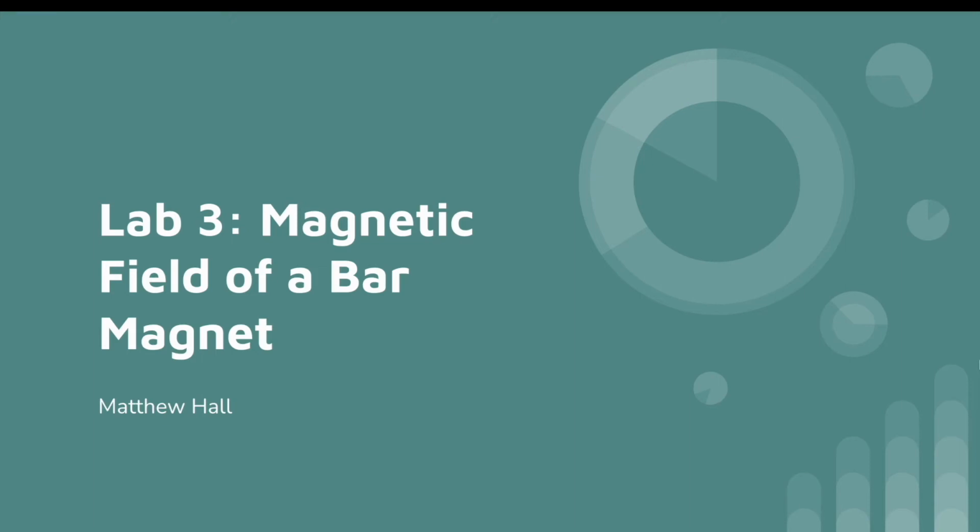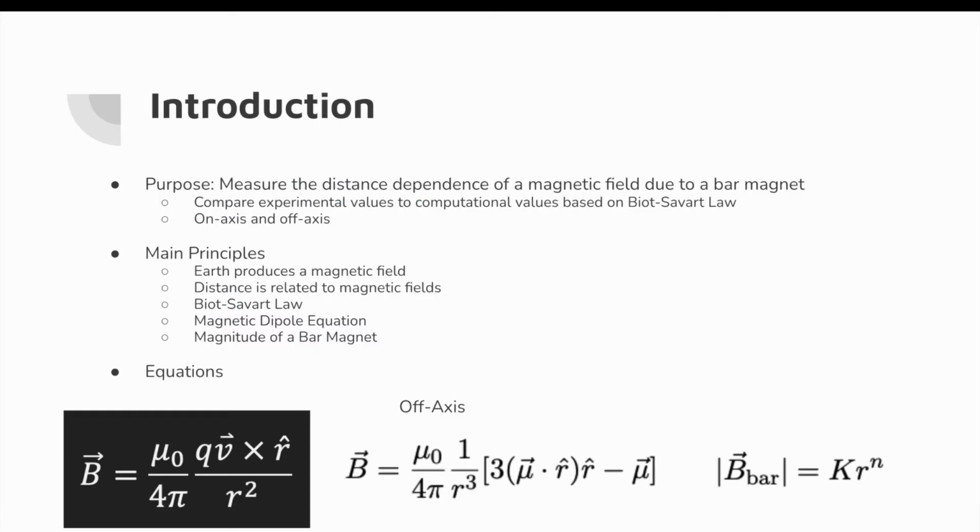My name is Matthew Hall, and this is Lab 3, which is the magnetic field of a bar magnet. The purpose of this lab is to measure the distance dependence of a magnetic field due to a bar magnet. Specifically, we're going to use experimental values and compare them to computational values using the Biot-Savart law produced on GlowScript. And we're going to find the magnitudes in both on-axis directions and off-axis directions.